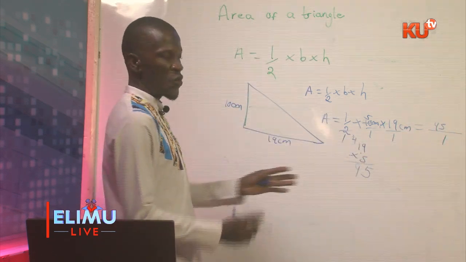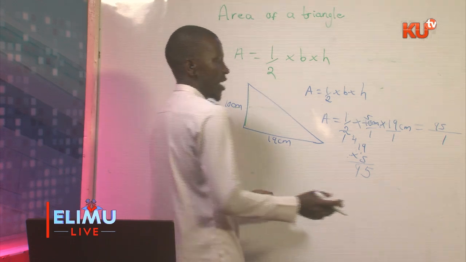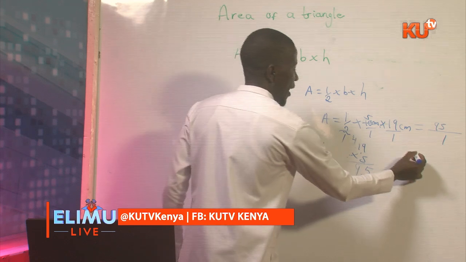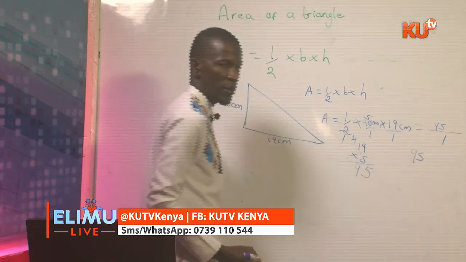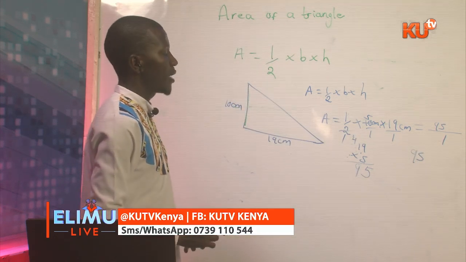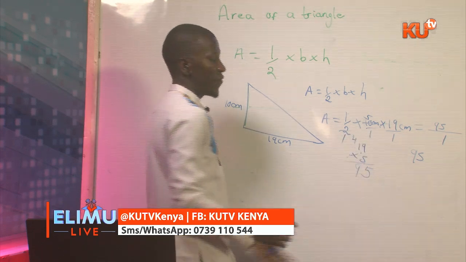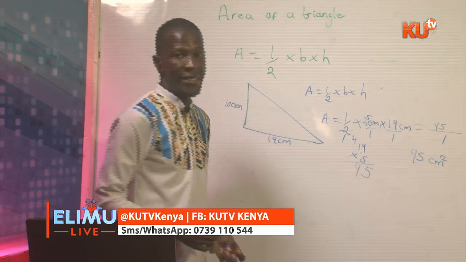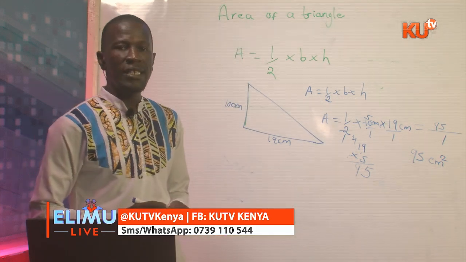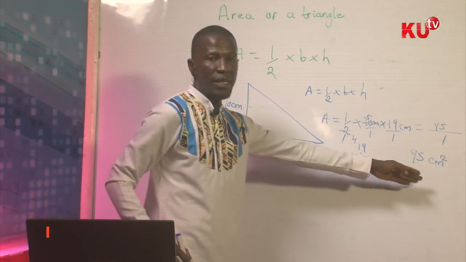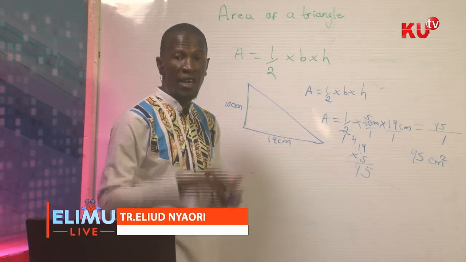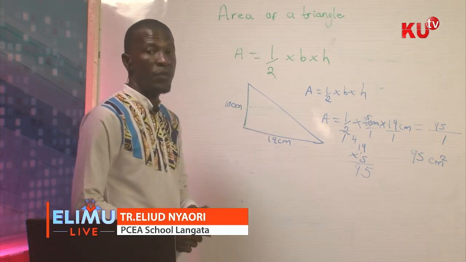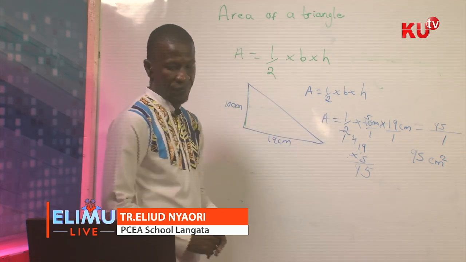Then from there, you write your answer as a whole. You simplify again. You ask yourself, 1 goes into 95 how many times? 95 times. So what will be our answer? Our answer will be 95 centimeters squared. Always remember the units. 95 centimeters squared. Why are we talking of 95 centimeters squared? Because you are getting the area. So that is the first step.